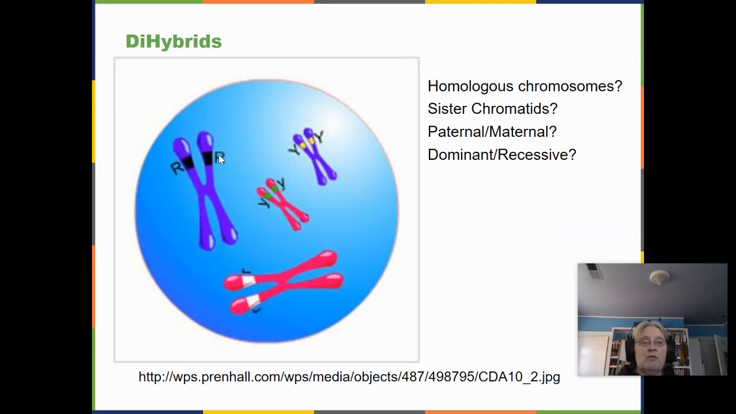Dominant and recessive? Well, the capital letters in this case represent the dominant. So big R for round and big Y for yellow. I know you got that right.